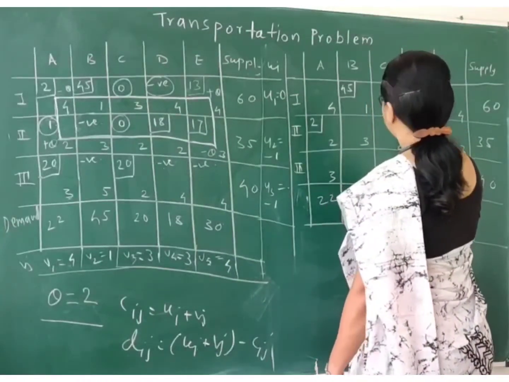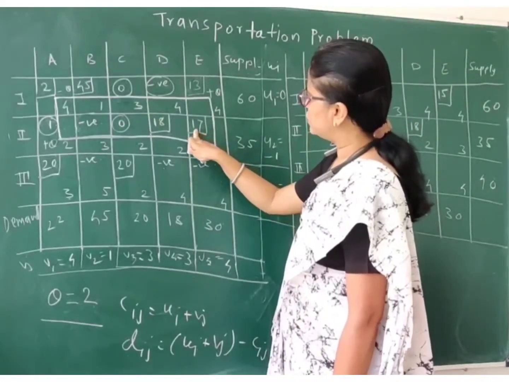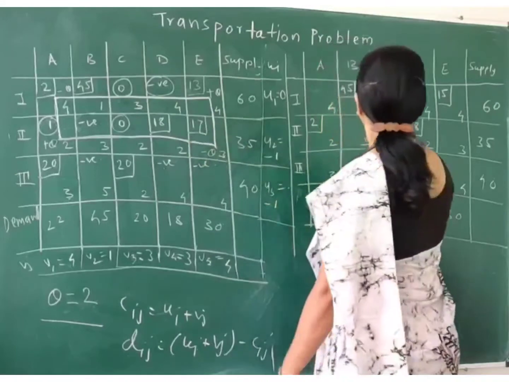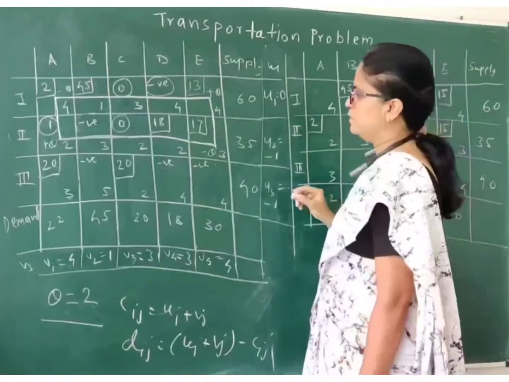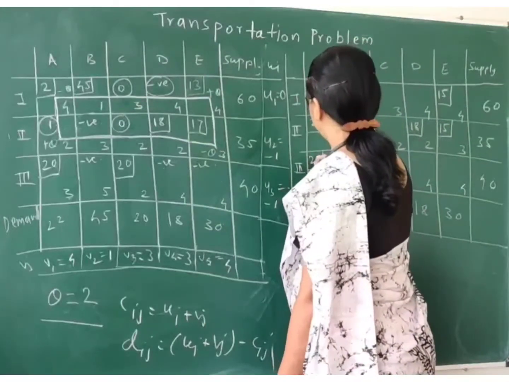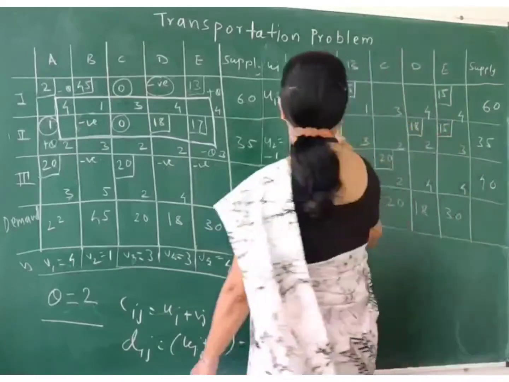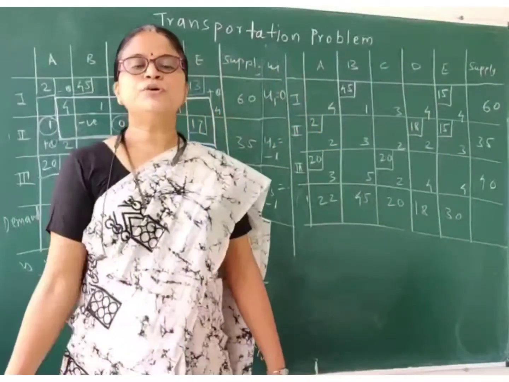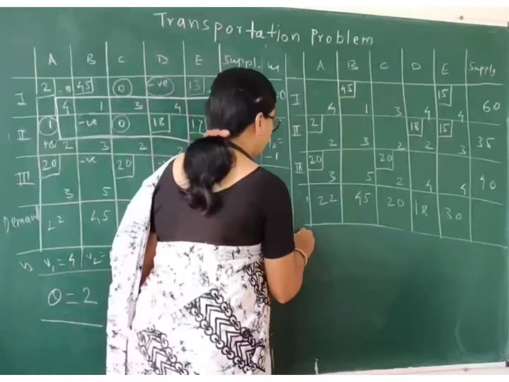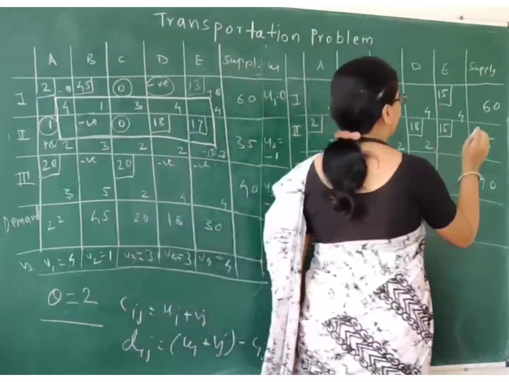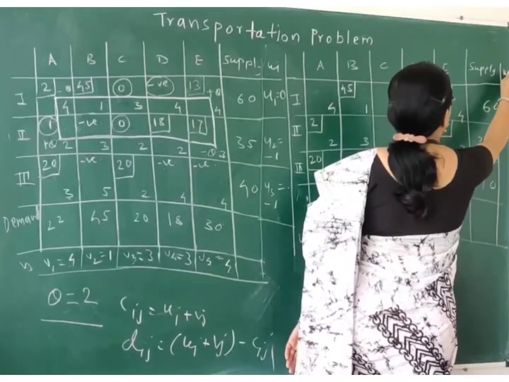So 18. Now again, since this is minus theta, we can subtract theta from this occupied state, and this 17 minus 2 is 15 over here. Fine. Now the 20 as it is, since it is not in the loop, and again 20 as it is. So this is my now improved solution. Now again find the values of ui and vj over here. So ui, and let me have the values of ui over here.